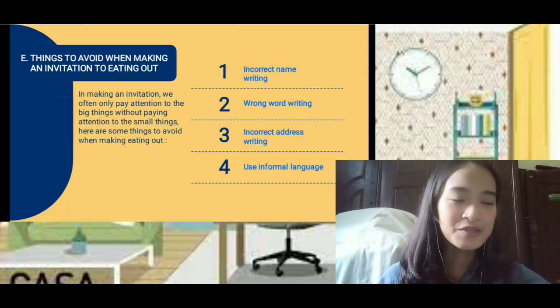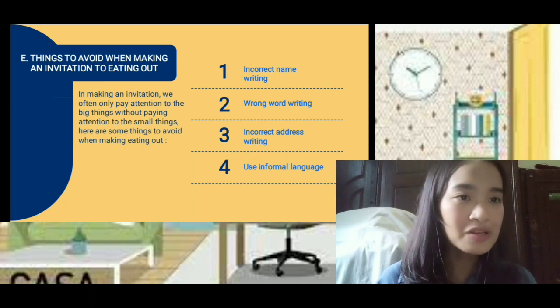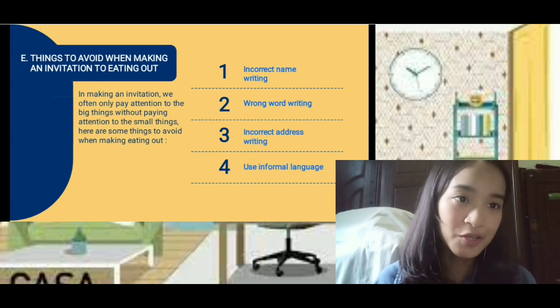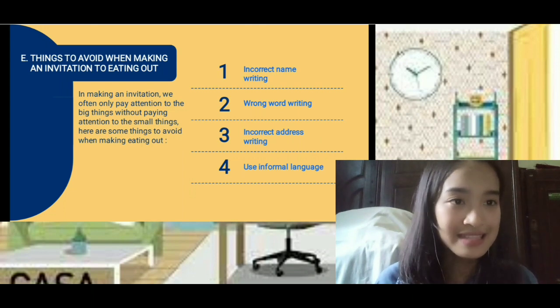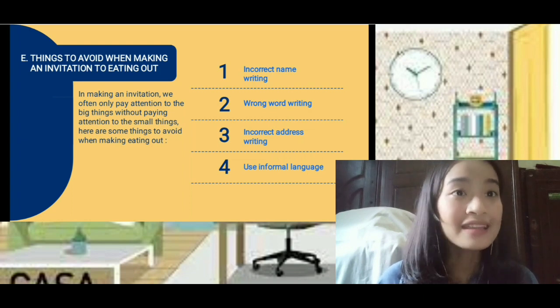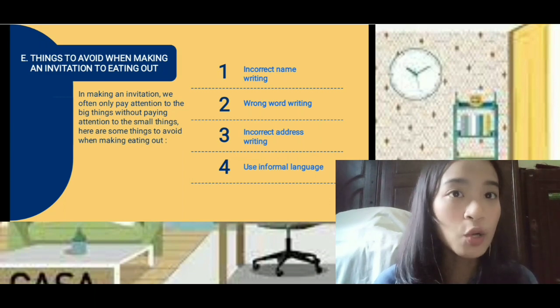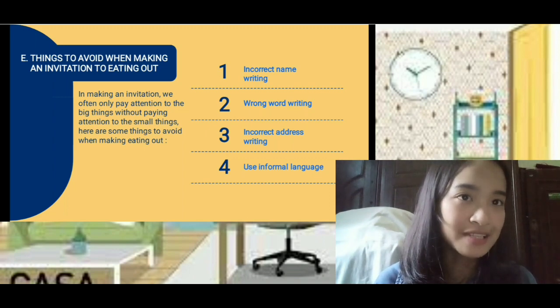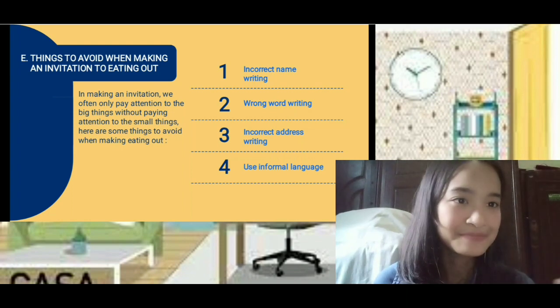And the second one is wrong word writing. In addition to errors in writing the address, typos in the words on the invitation also often occur. Mistyping a letter can change the meaning and detract from the aesthetic of your invitation. Although it can still be read and understood, it never hurts to check and make sure that there are no typos. The third one is incorrect address writing. In addition to being included on the cover letter, a mailing address needs to be included on the letter sheet. The mailing address should be written clearly, concisely, and completely.